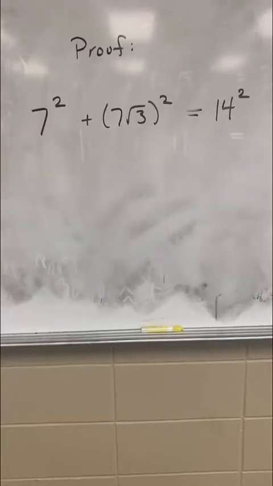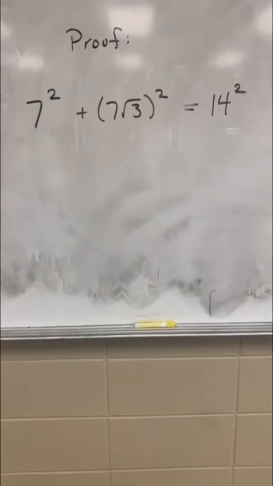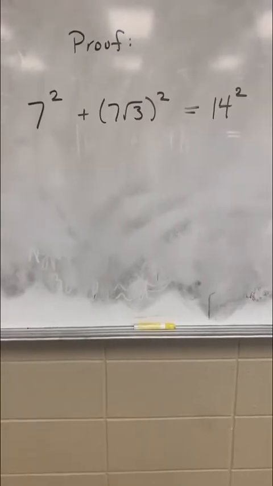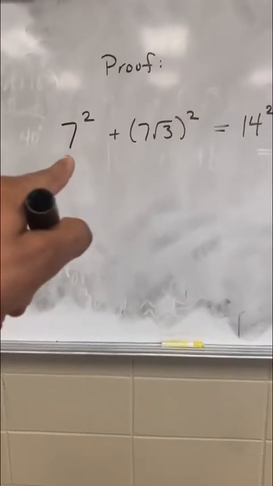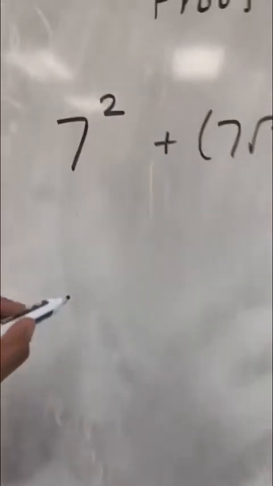All right, so here we go. We're going to verify using Pythagorean theorem. A squared plus b squared is equal to c squared. There's my short leg, 7 squared. That's 49.